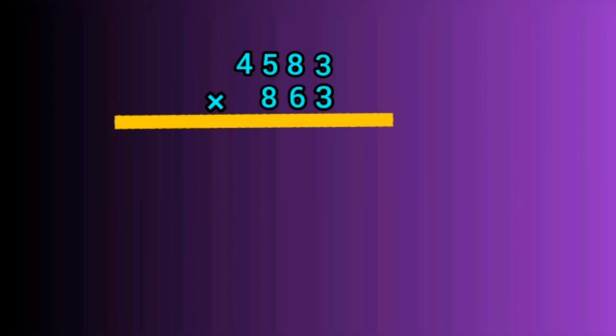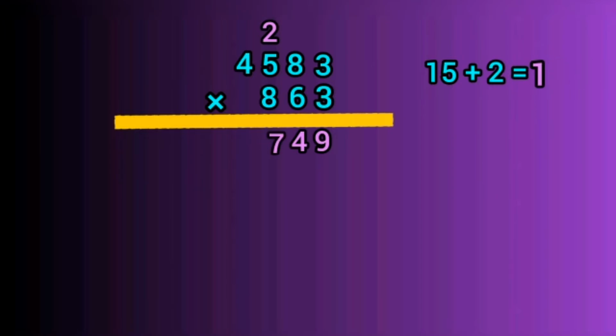Okay, let's solve. Write the position and starting from the right side, 3 into 3 is equal to 9. After that, 3 into 8 is equal to 24. Keep 4 in the answer. 2 on the top of 5. 3 into 5 is equal to 15. Since 2 is there, 15 plus 2 is equal to 17.